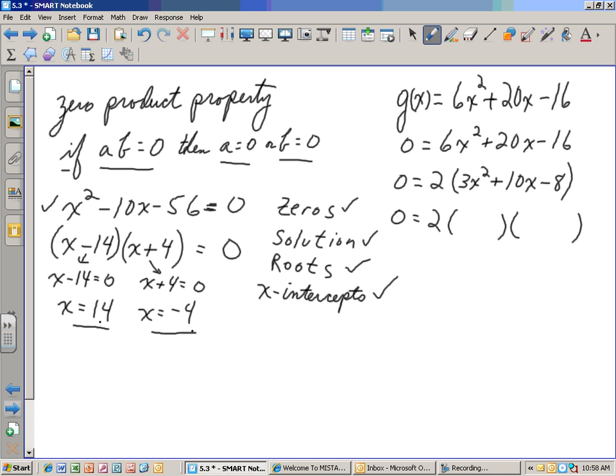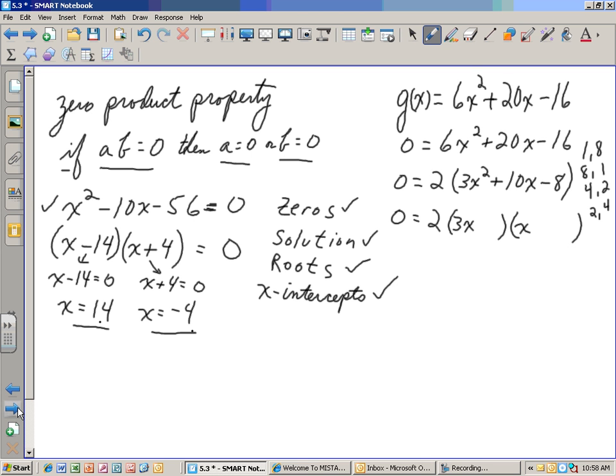From here, we look to factor. When you have the 3x squared, there's not a lot of choices that we have. It has to be 3x times x. It's the only two numbers multiplied together that will give you 3x squared. For 8, we have a choice. It could be 1 and 8, it could be 8 and 1, it could be 4 and 2, or 2 and 4. Those are our choices.